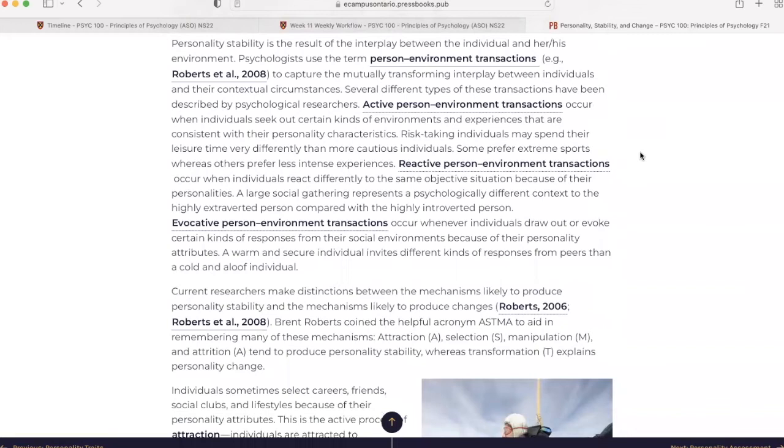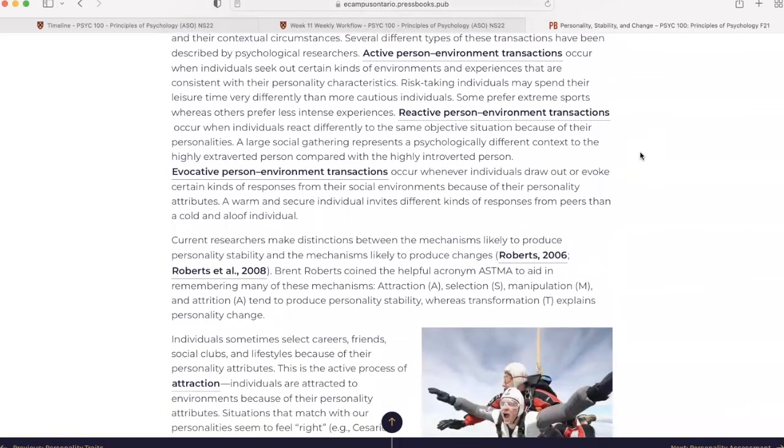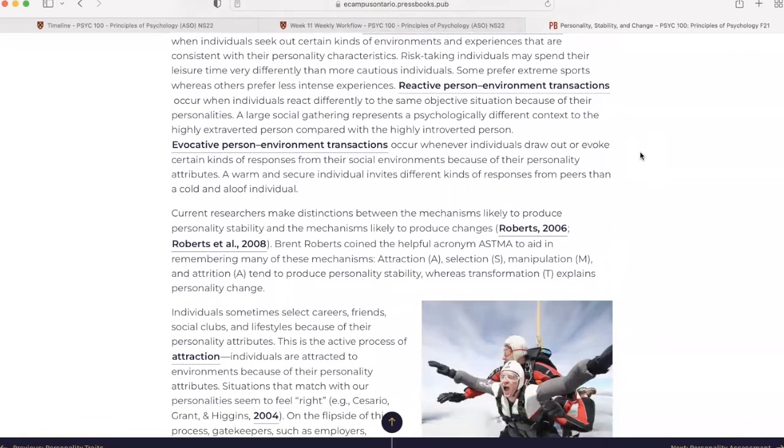Active person-environment transactions occur when individuals seek out certain kinds of environments and experiences that are consistent with their personality characteristics. Risk-taking individuals may spend their leisure time very differently than more cautious individuals. Some prefer extreme sports, whereas others prefer less intense experiences.